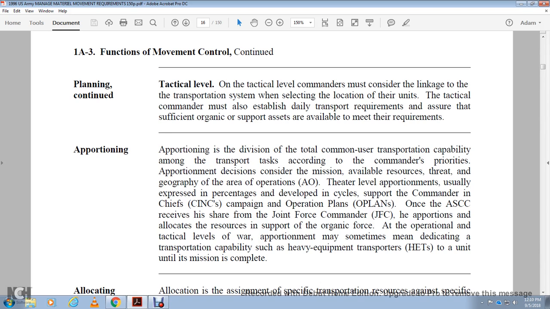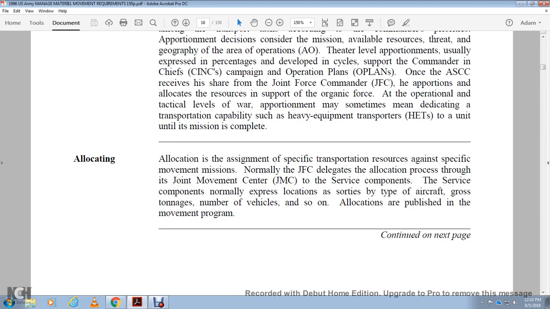Apportionment may sometimes mean dictating transportation capability, having the transportation equipment to make the unit mission capable. Allocating is assigning specific transportation resources against specific movement missions. Normally, the Joint Force Commander delegates the allocation process to the joint movement control of the service components, but the service components normally express the locations of sorties by type of aircraft, gross tonnage, number of vehicles, and so on. Allocations are published in the movement program.